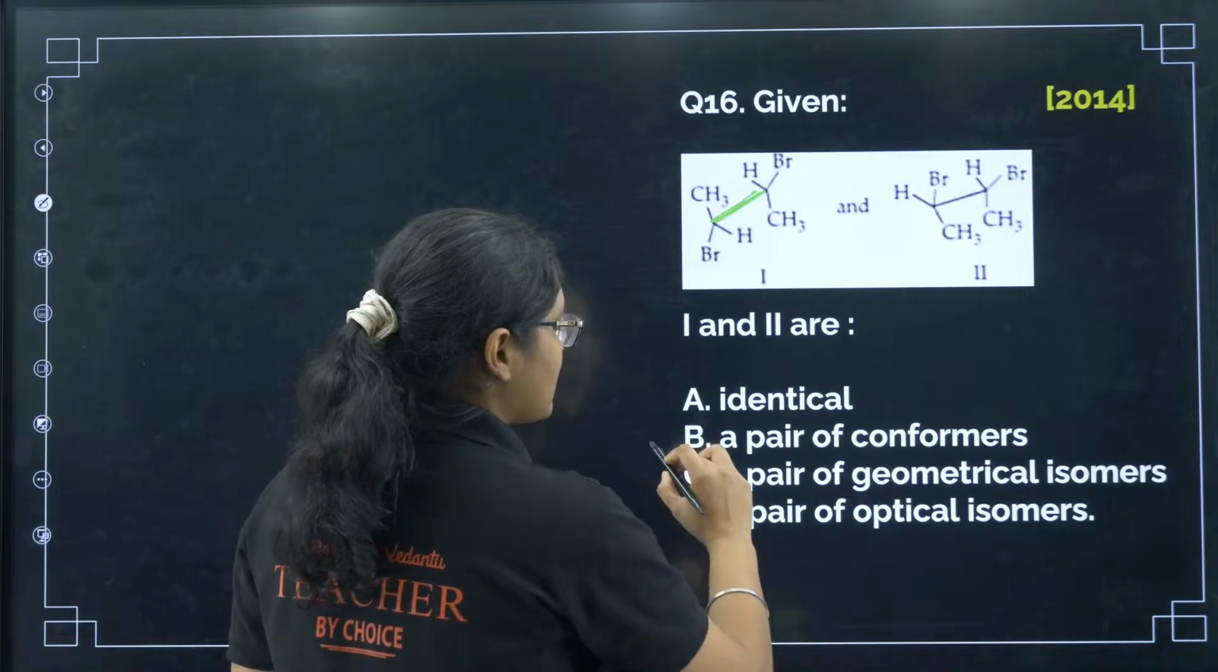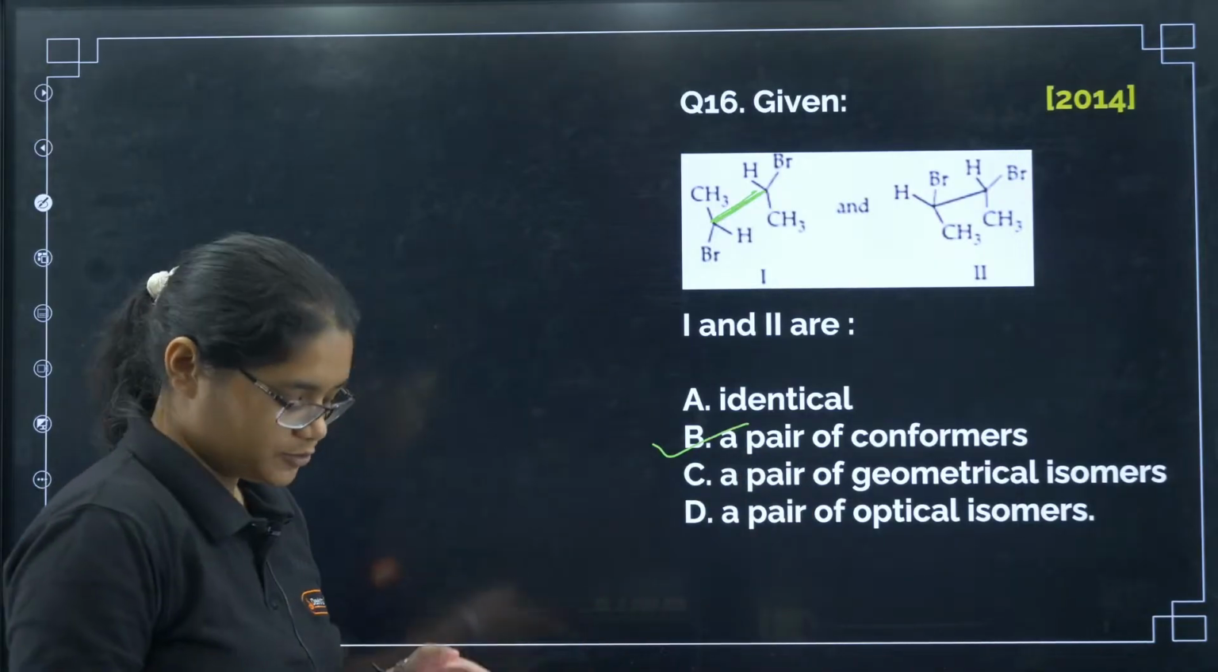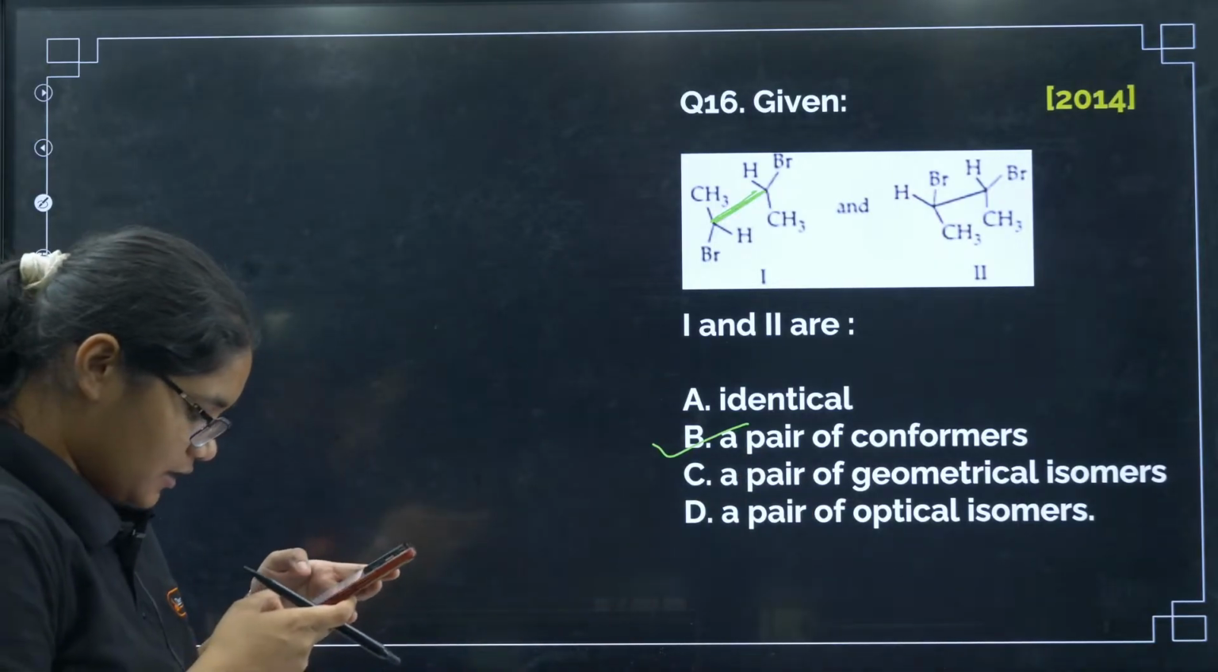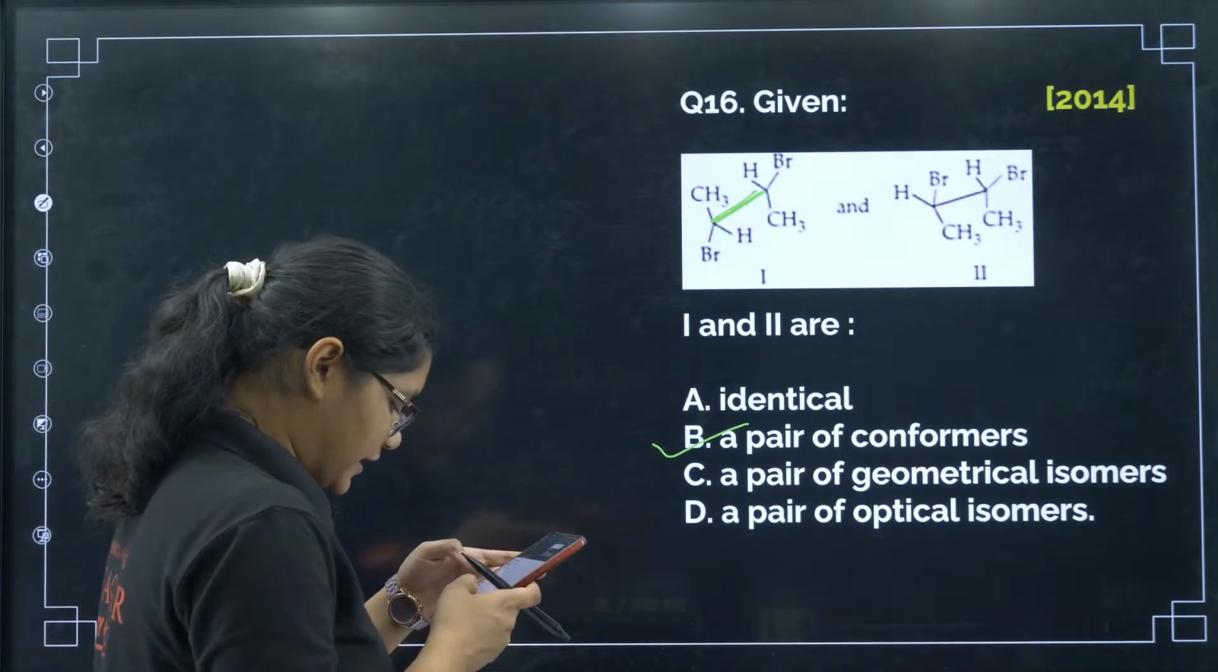So these are called a pair of conformers. Option number B here. Yes. No, not geometrical isomers, they are conformers.